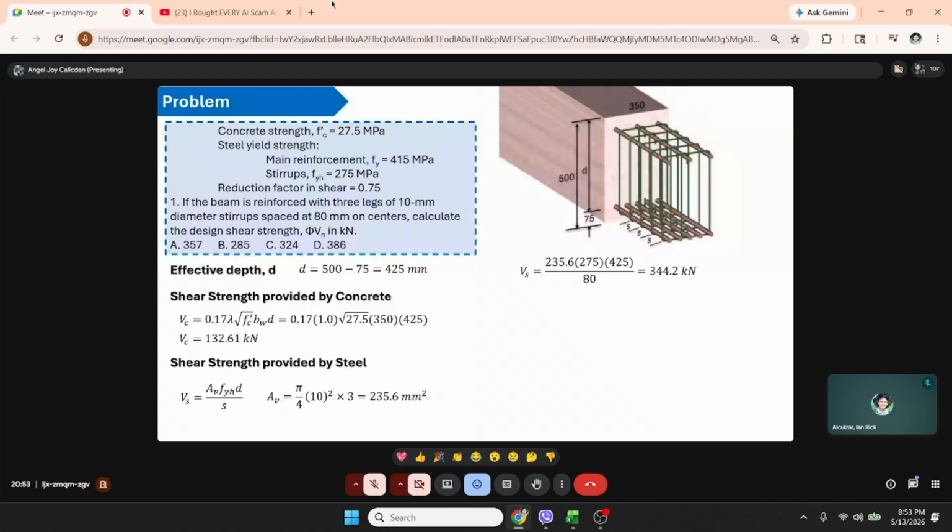And check if the dimension is adequate. So since Vs is less than 0.67 square root of FC prime bwd, the dimension is okay. Then, earlier it was phi Vc plus Vs, but since what we are looking for is Vn, and since we don't have it yet, it goes straight to Vs in the comparison, because it is the same as phi times Vc plus Vs.